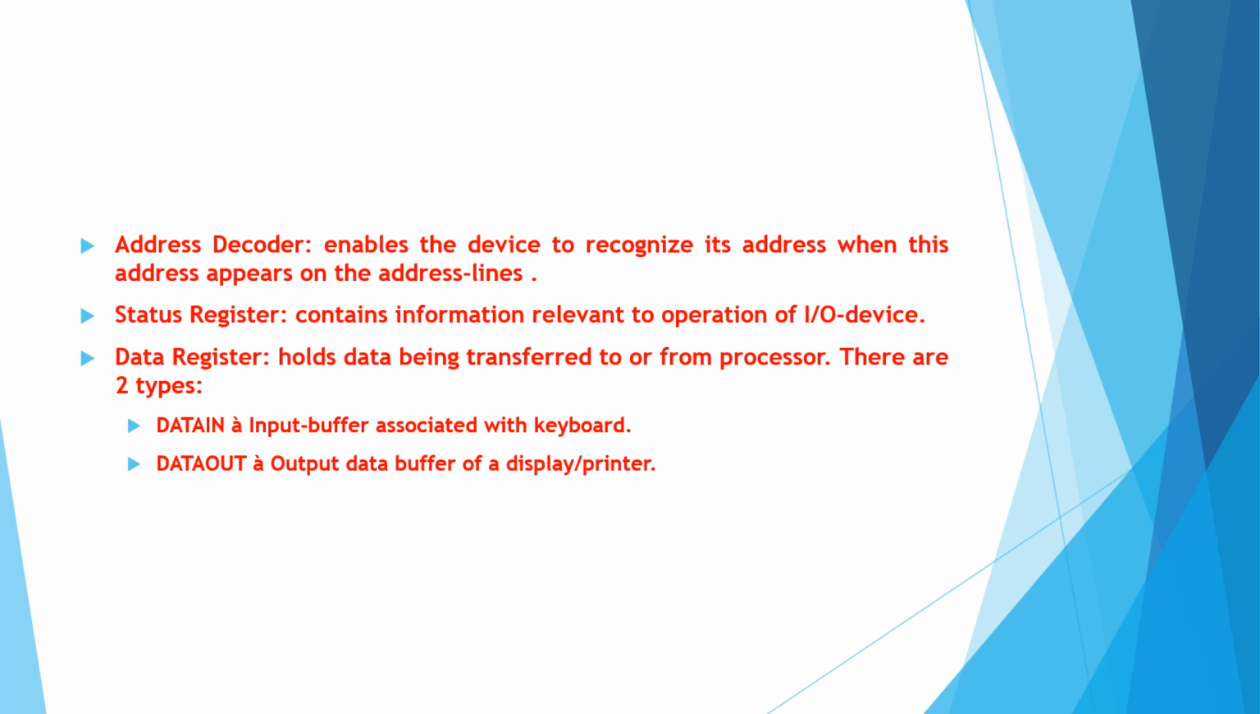So now we'll consider the address decoder. The address decoder enables the device to recognize its address when this address appears on the address lines. So what is the task of the address decoder? The address decoder will recognize the address which was placed by the processor on the single system bus.